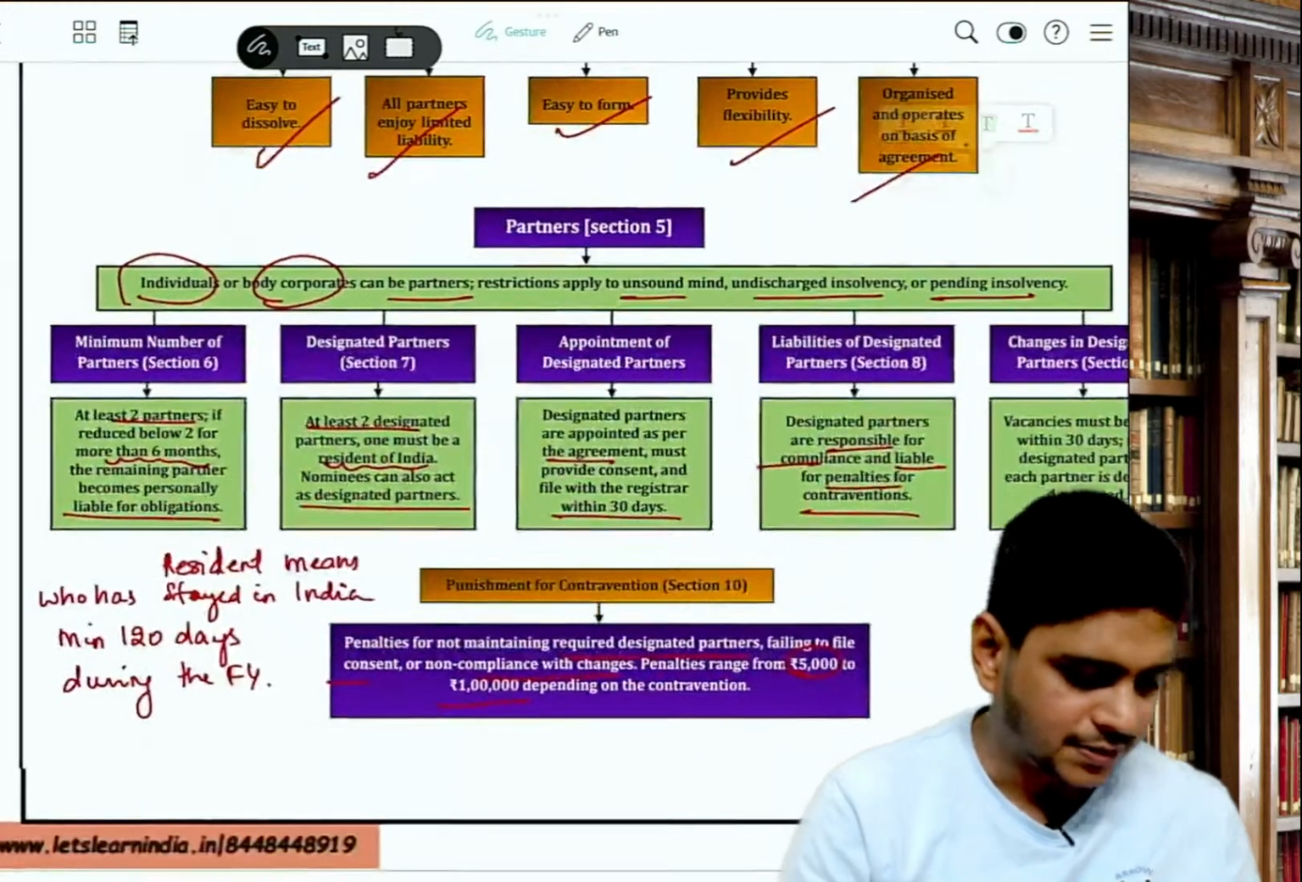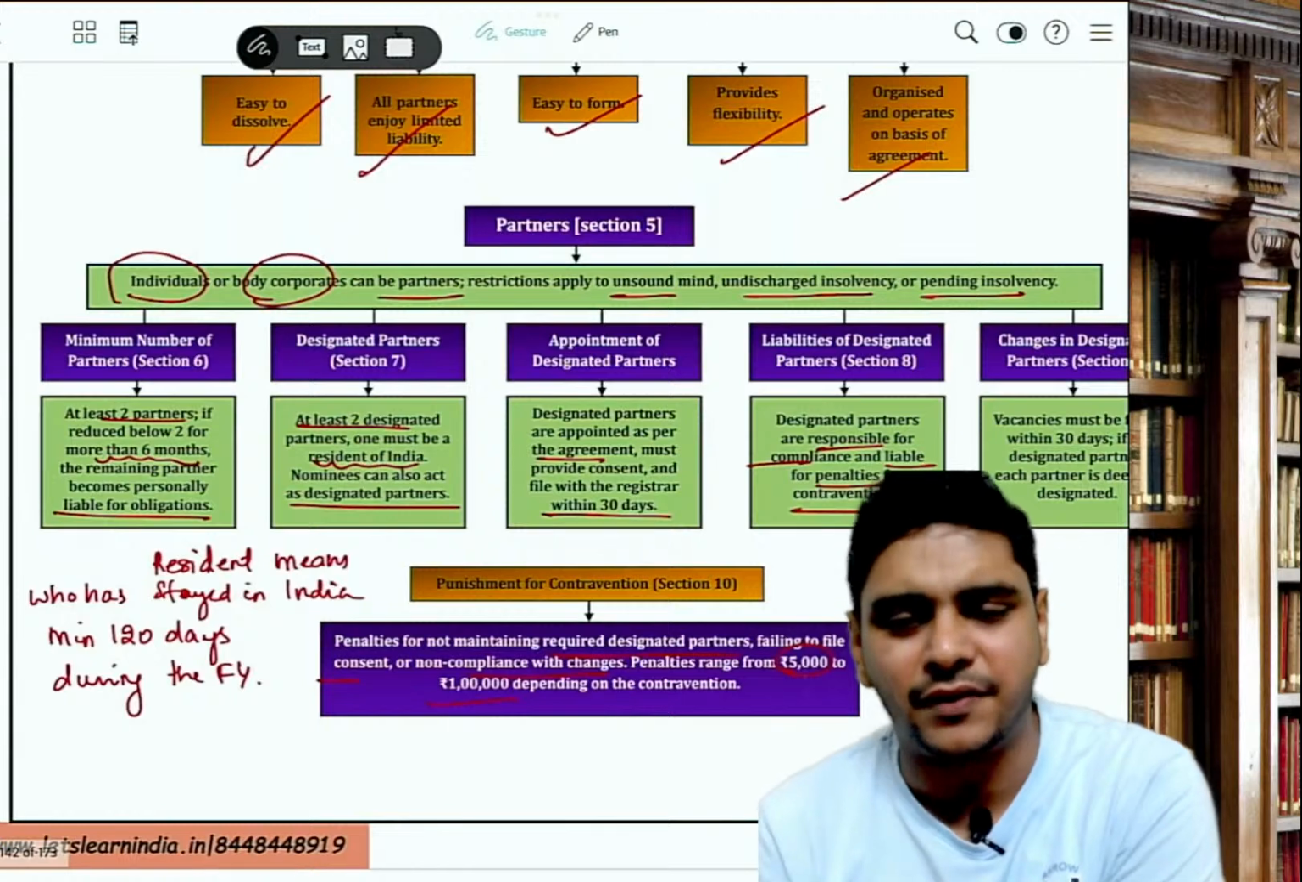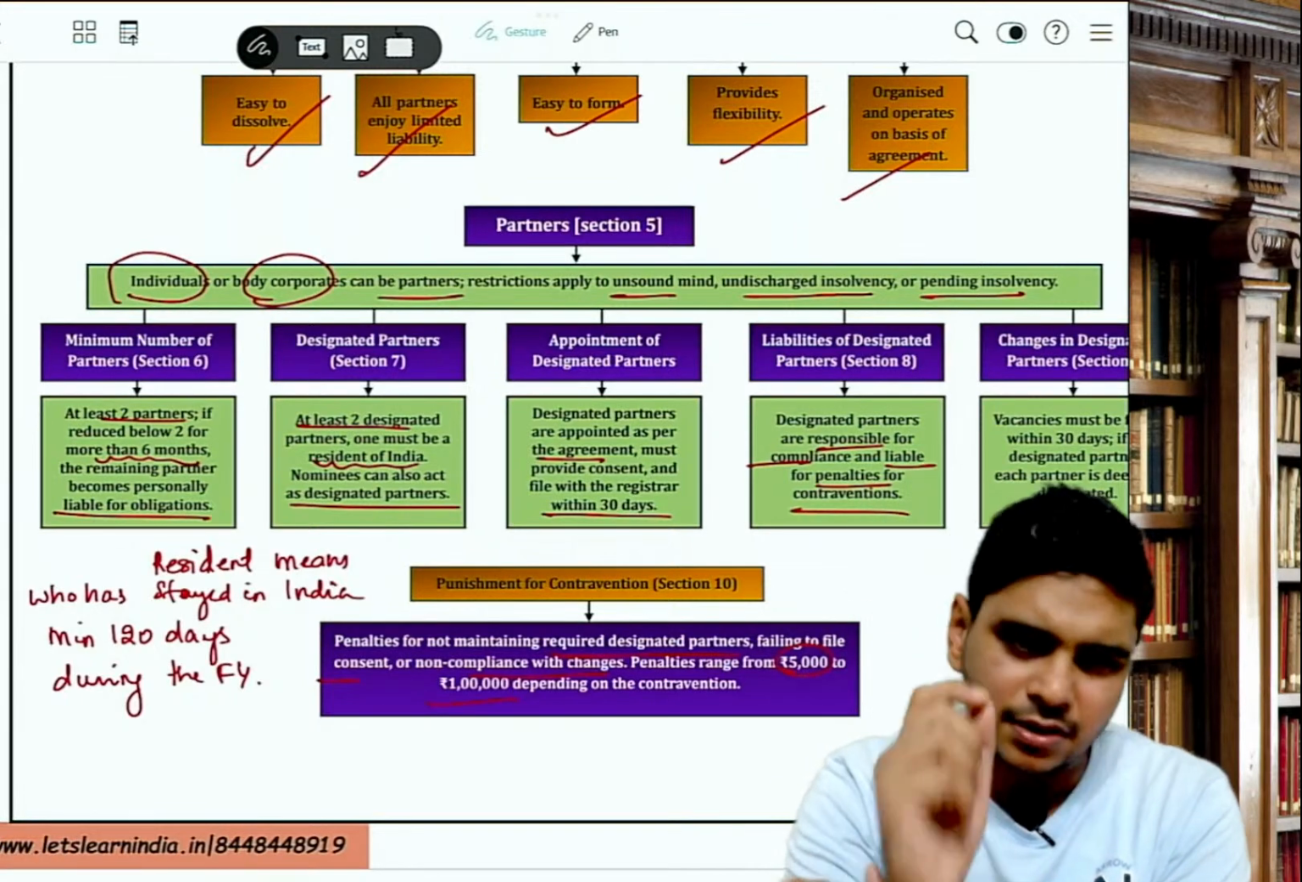Okay. Now section number 5, 7, 9, 10, 11. This becomes a little important. Generally there is a question in this.